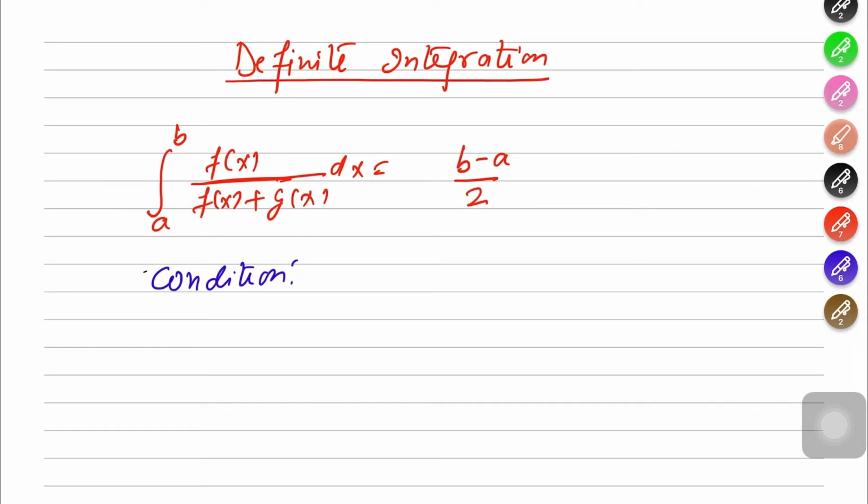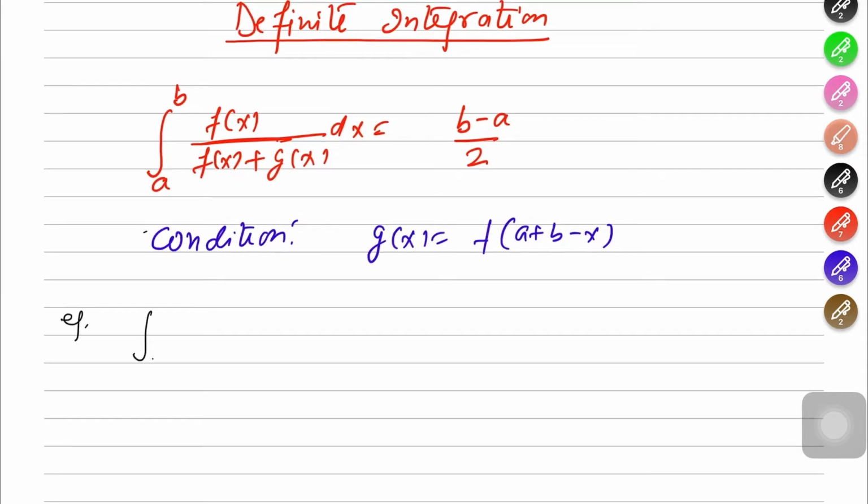whenever this g(x) is f(a plus b minus x). Whenever your g(x) is f(a plus b minus x), then we can directly use this trick. Okay, let's do some problems.